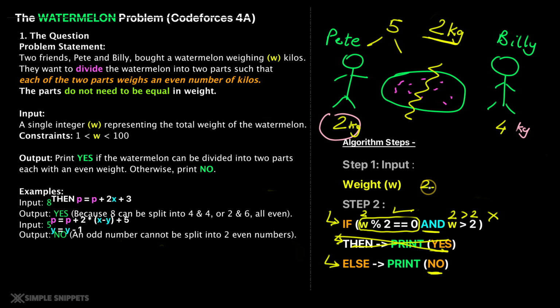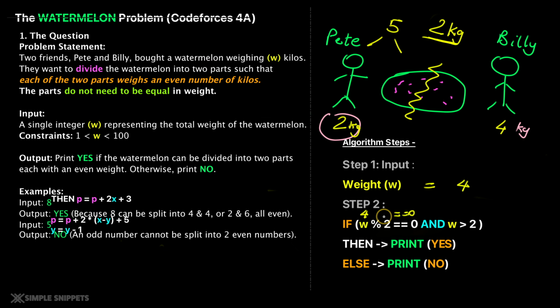Because 2 kilos cannot be divided into 2 whole parts in our particular use case, and both of those parts cannot be even, right? Let's enter something else. Let's say the weight is going to be 4. So what happens when you enter the weight equal to 4? You say 4 mod 2. Of course, it is going to be equal to 0.